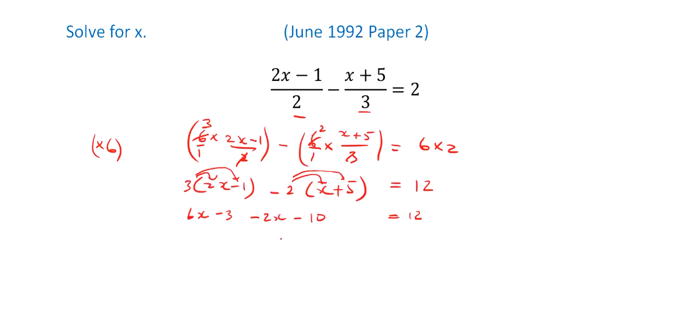Leave all the x's on the left side, so we end up with 6x minus 2x is equal to 12 plus 3 plus 10. Alright, so 6x minus 2x gives us 4x, and 12 and plus 3 is 15, plus 10 is 25. Therefore x is equal to 25 over 4. Right? Or we can simply say 6 1/4. Right?